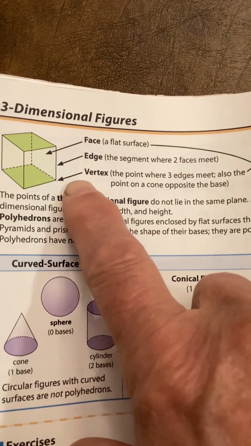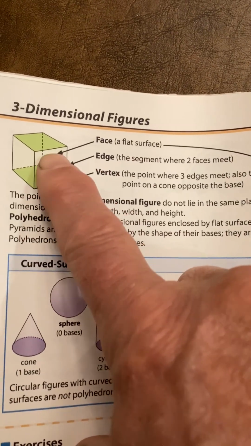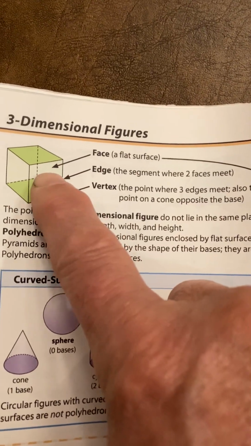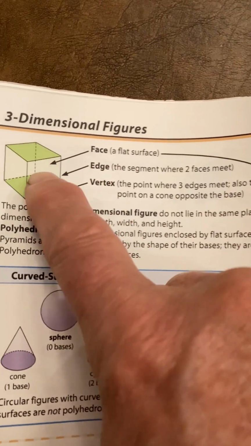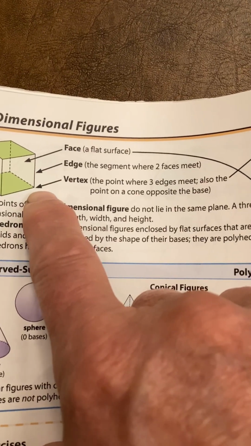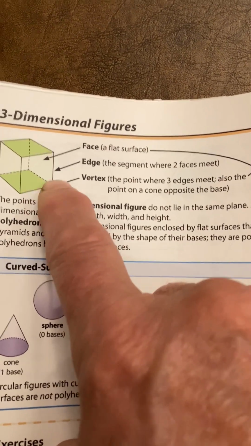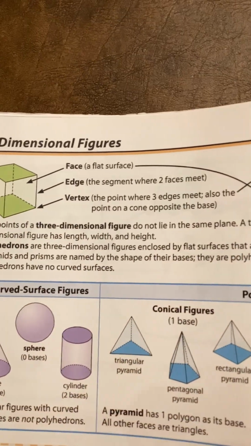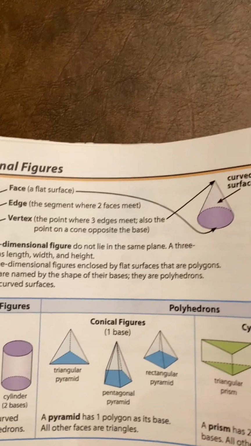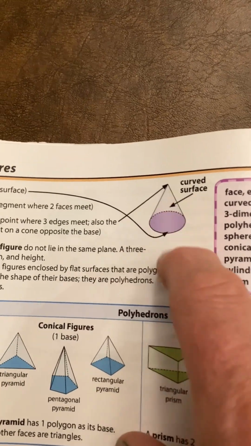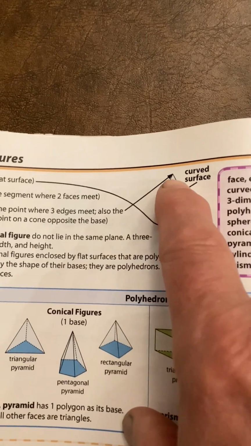So, a side is called a face, it's a flat surface. An edge is where two faces meet. And then a vertex is where three faces meet, or at least three or more faces meet. That'd be a vertex, or just a corner. Now, if you have a curved surface, that would also be a vertex right there.